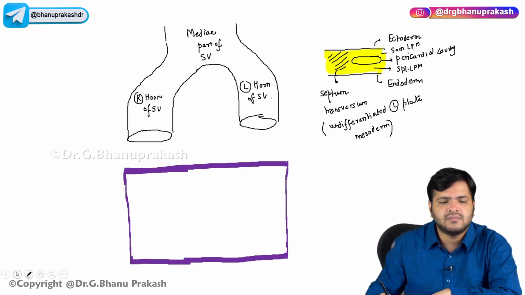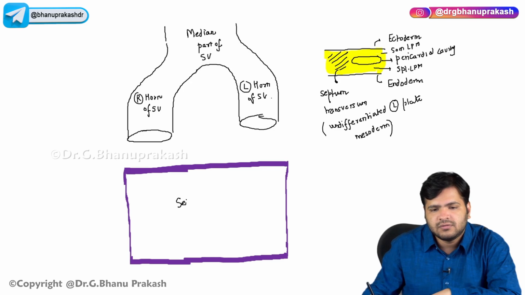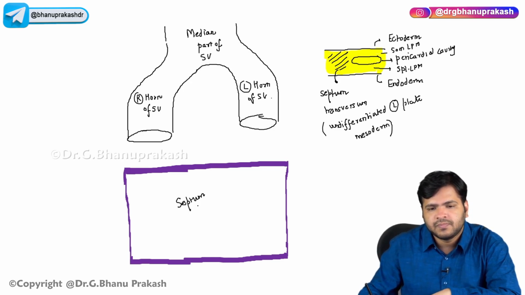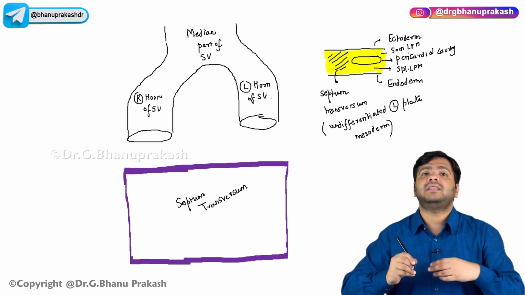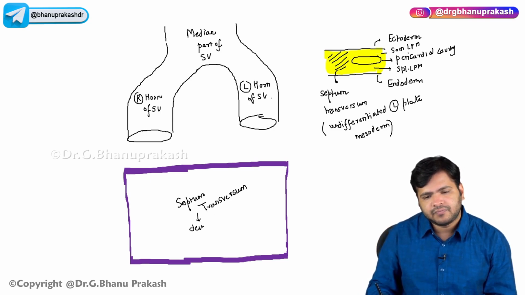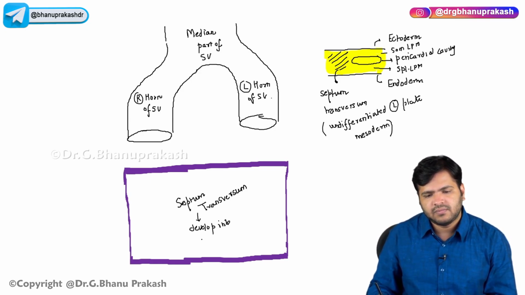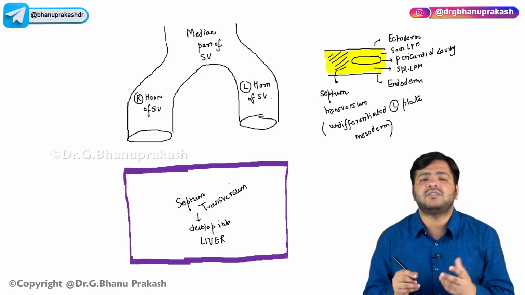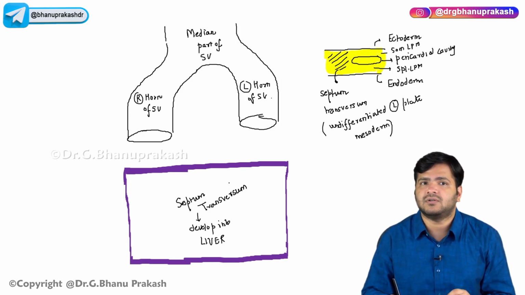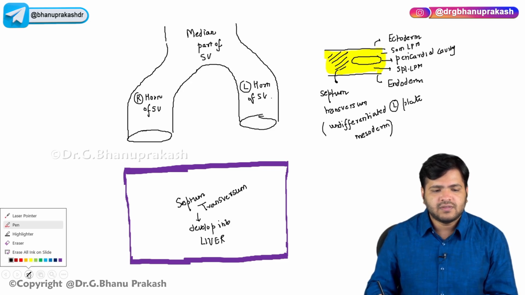Now the septum transversum is the one which will develop into the future liver. It is the undifferentiated mesoderm. So basically what is happening, you already know there are two veins which are coming over here.